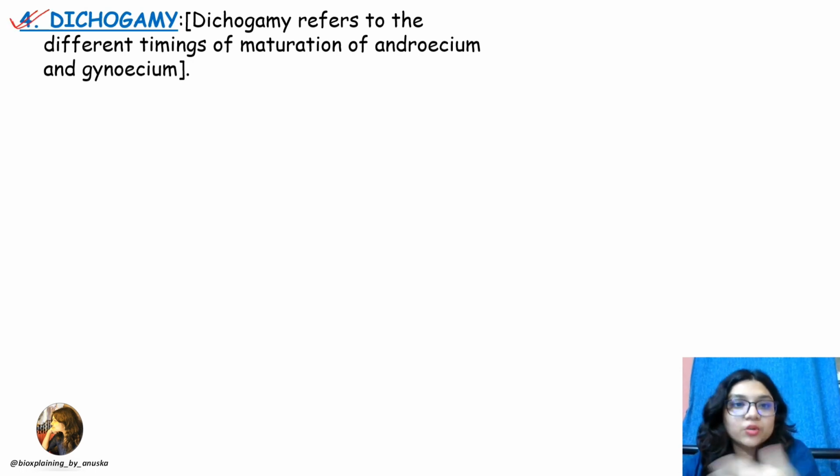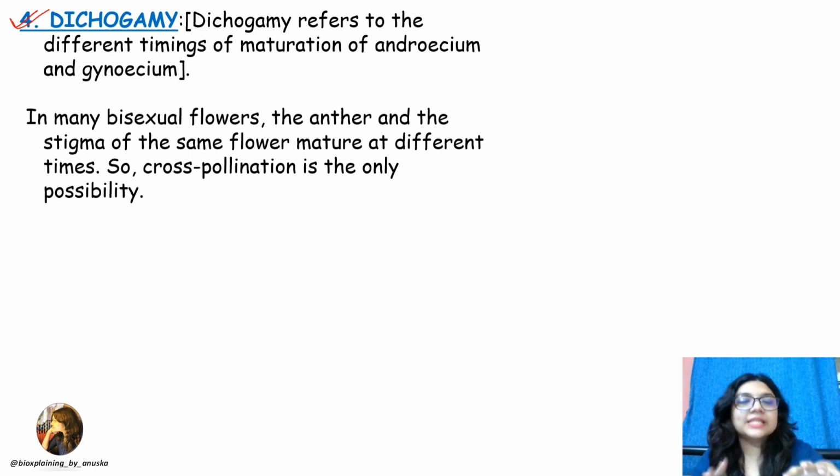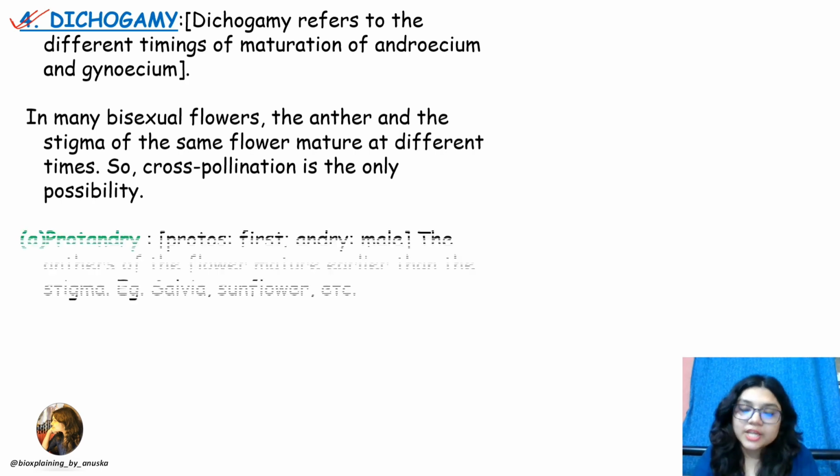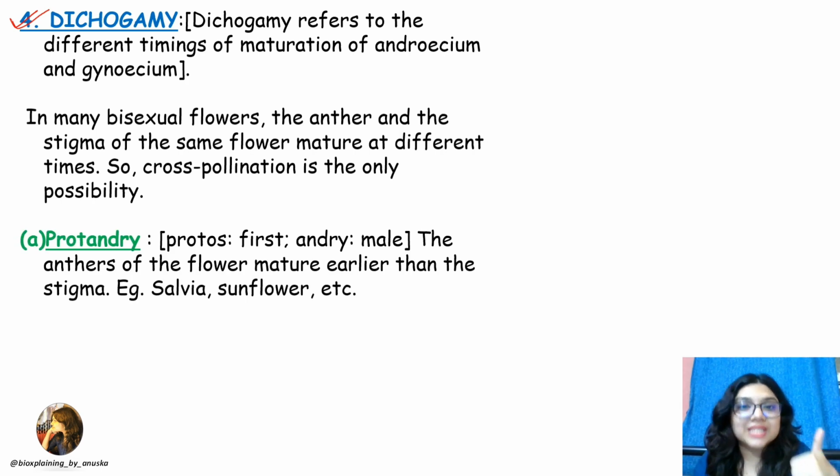So what is dichogamy? Dichogamy means that the male parts and the female parts do not mature at the same time. Right? That is, in a bisexual flower, the anther as well as the stigma both are present, but both of them have not matured together. So in this case, self-pollination is not possible. So the only option left is cross-pollination. So this dichogamy can be of two different types.